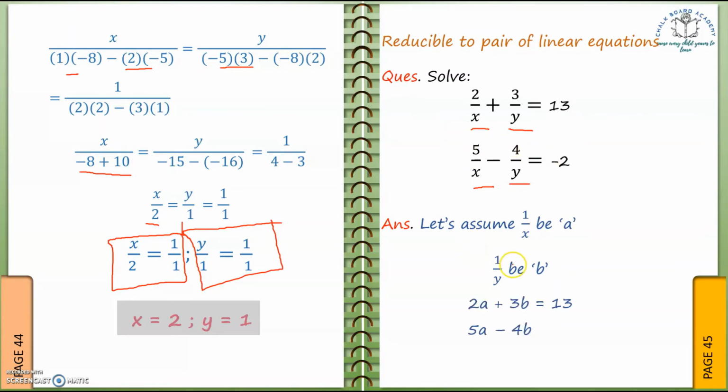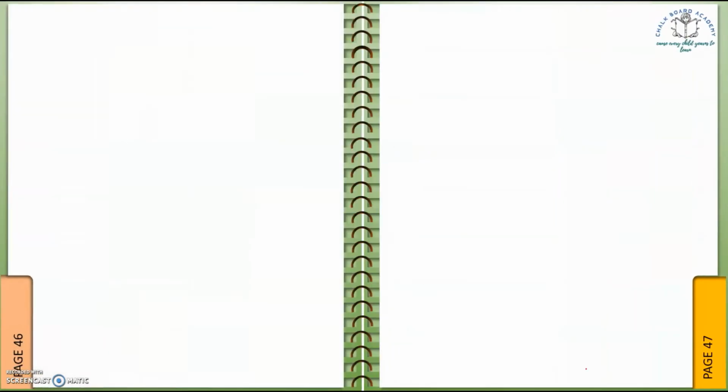So now we got the equations as 2a plus 3b is equal to 13 and 5a minus 4b is equal to -2. Now we have got linear equations, and here we have different variables. Unlike x and y, we have a and b, or any variable you want to take, like u and v, whatever you like. Now we can find out the values of a and b by any of the three methods we have discussed earlier. So let's see what method we have used here.